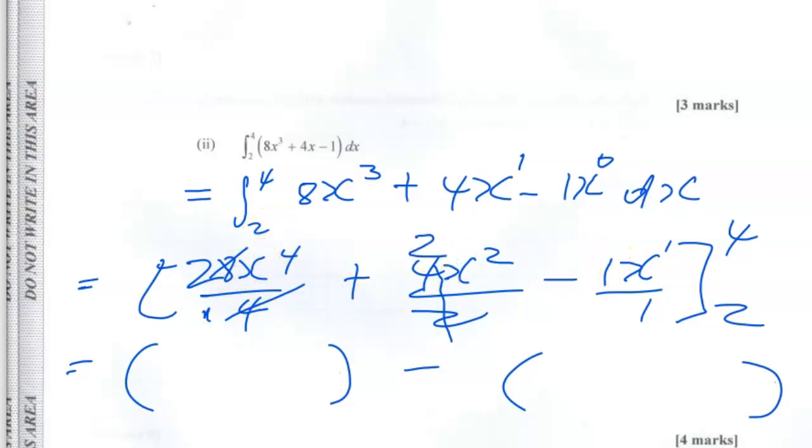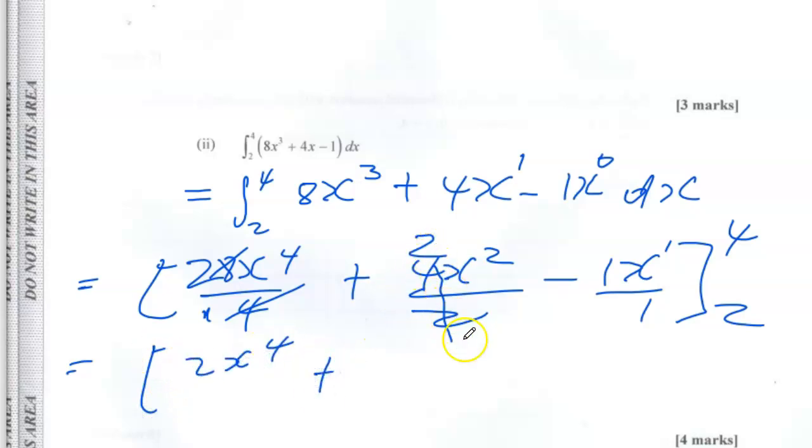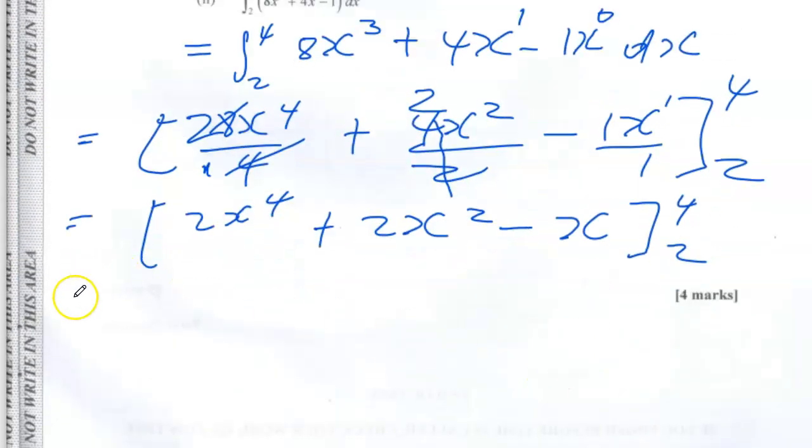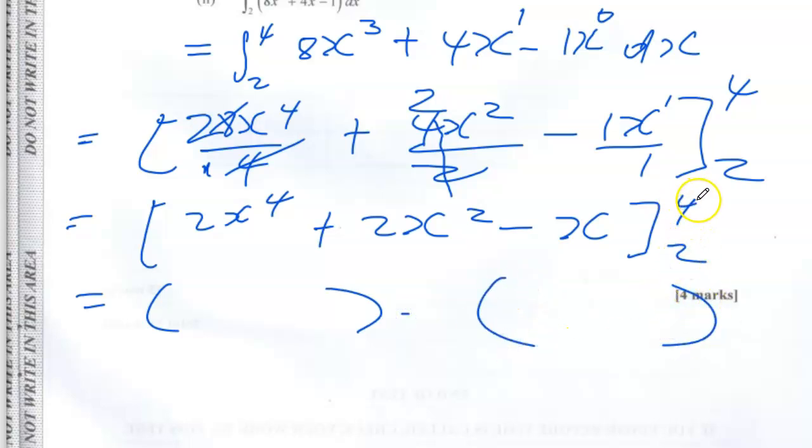2 into 4, that's 2, so that's 2x squared. Alright, let me put it a little bit neater. So this is 2x to the power 4 plus 2x squared, minus 1x, limits 4 and 2. Alright, so we form two brackets. In the first bracket, we replace x with the top value 4. So this is 2 times 4 to the power of 4.